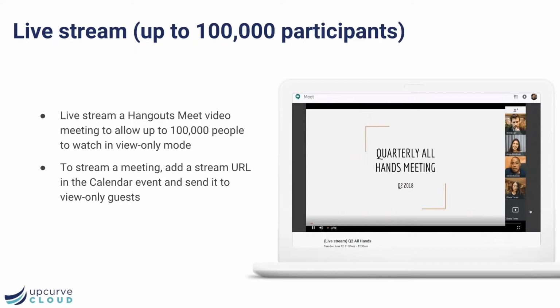The next feature that comes in the Hangouts Meet with Enterprise is the ability to live stream up to 100,000 participants. So you can live stream a Hangouts Meet video with up to 100,000 people and put them in view-only mode. To stream a meeting, you just add a URL to the calendar, and the event will be sent view-only to all of the guests that are invited. And so this is really, really good.